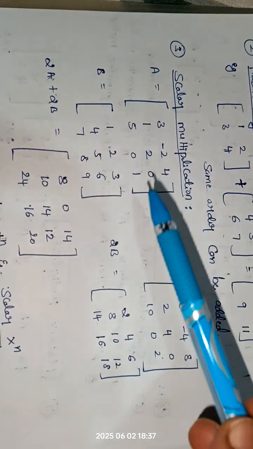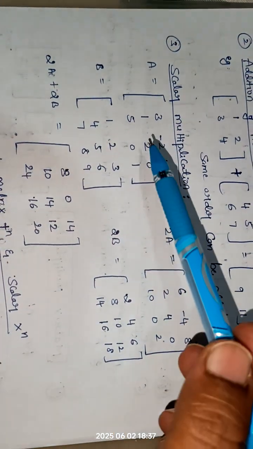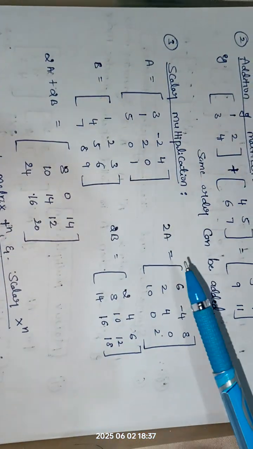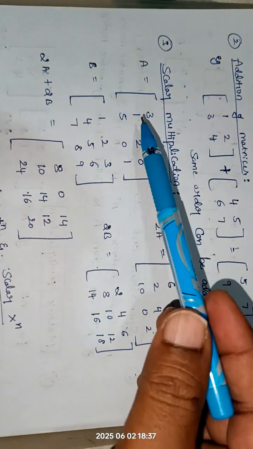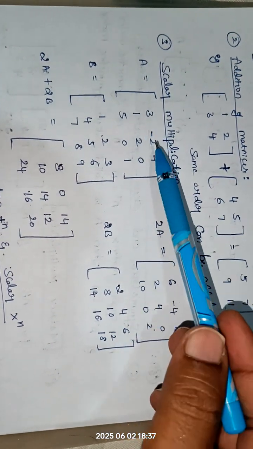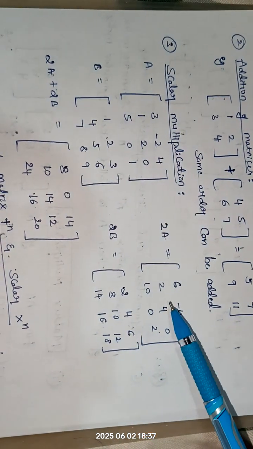Next, scalar multiplication. Suppose the A matrix is like this, we can multiply this A matrix by 2, like 2A. For this, multiply each element by 2. 2 into 3 is 6, 2 into minus 2 is minus 4, like that.